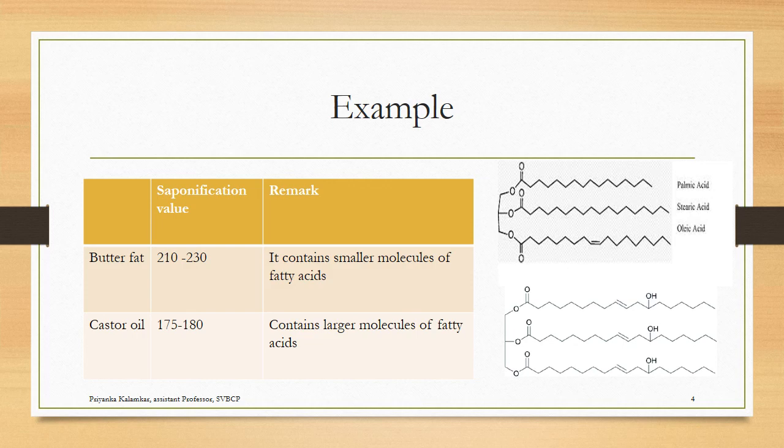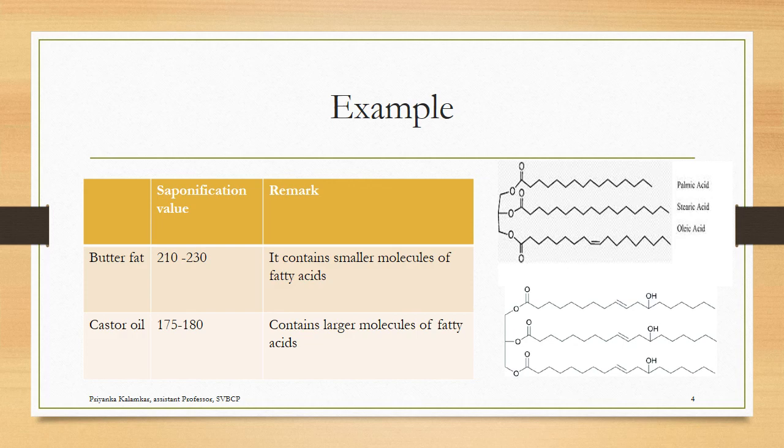Now, whenever saponification value is given to you for two or more fats or oils, you are able to predict two things. The first one is the average molecular weight of that particular fat or oil, and the second thing is the carbon chain length present in that particular triglyceride molecule. Saponification value and molecular mass are inversely proportional. So if saponification value is higher, the average molecular weight of fat or oil will be lower.